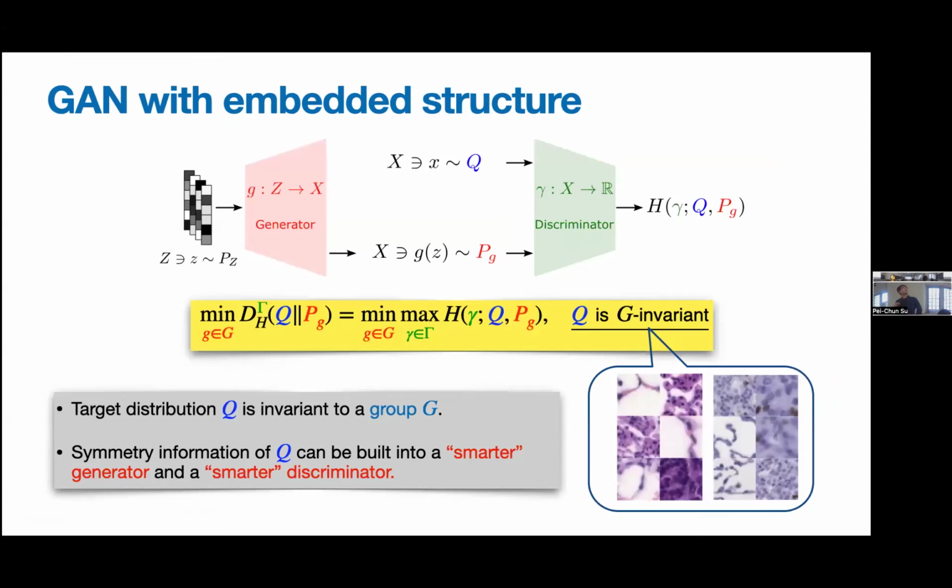For example, if you want to embed the symmetry into the GAN architecture, you have a generator and you have a discriminator. You need to build the generator as an equivariant or invariant neural network, and also the discriminator as an equivariant or invariant neural network, such that you can ensure the generated distribution is G-invariant. So in this sense, the built-in symmetry is reflected in the network architecture of the generator and the discriminator.